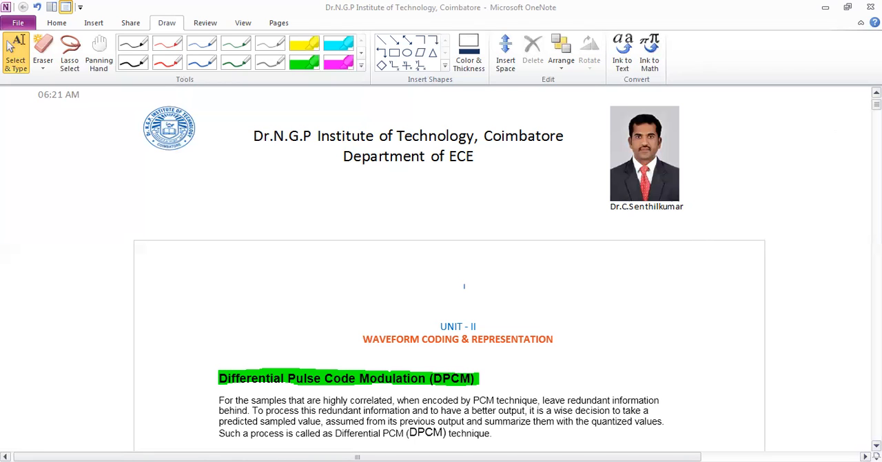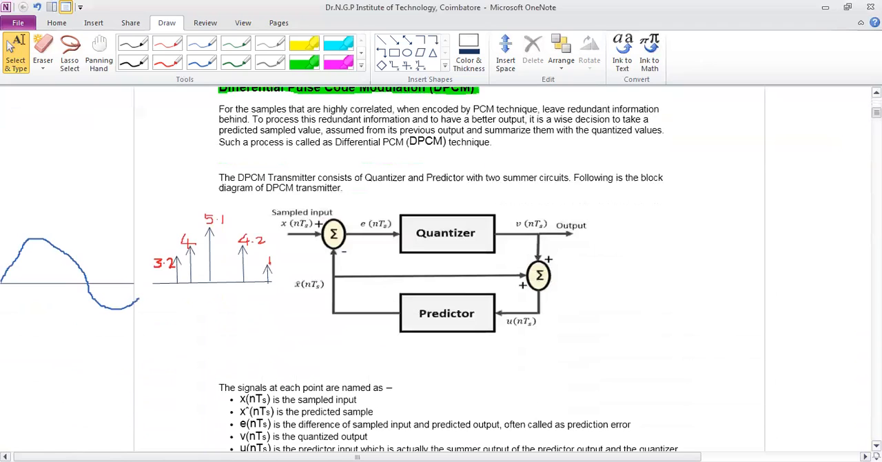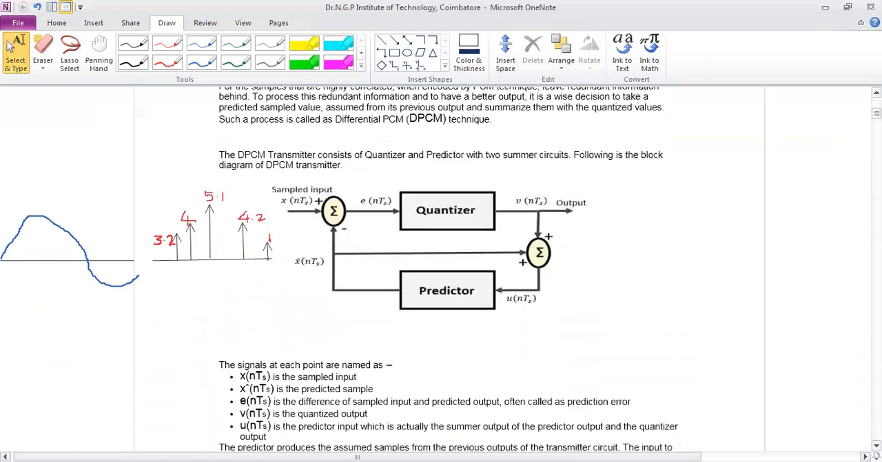We move on to the block diagram. This block diagram represents the differential pulse code modulation. It has a summer, a quantizer and a predictor. We have two inputs to the summer circuit. One is the sampled input, and another one is the quantized x cap of nTs.